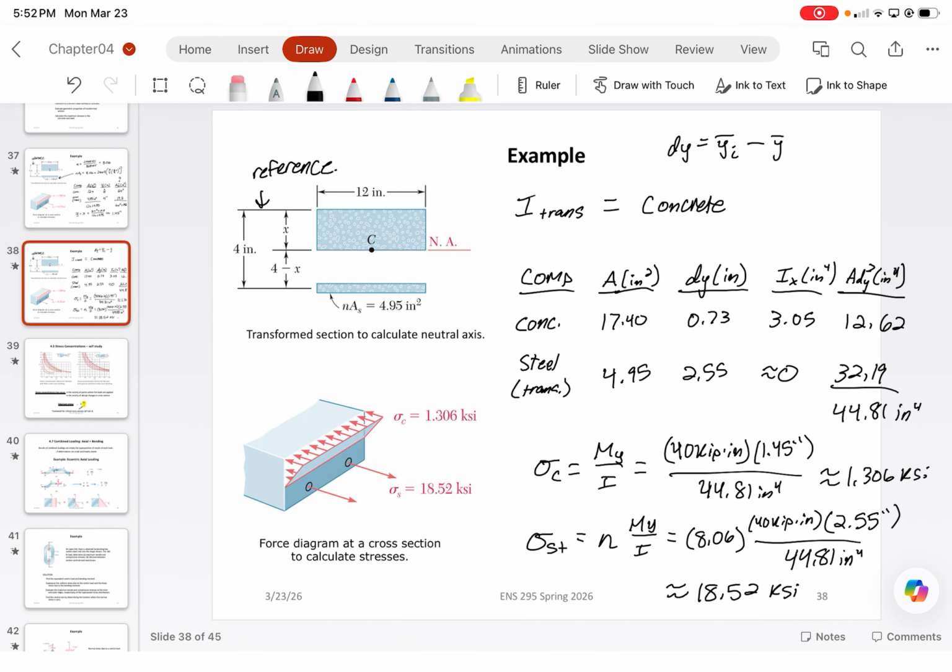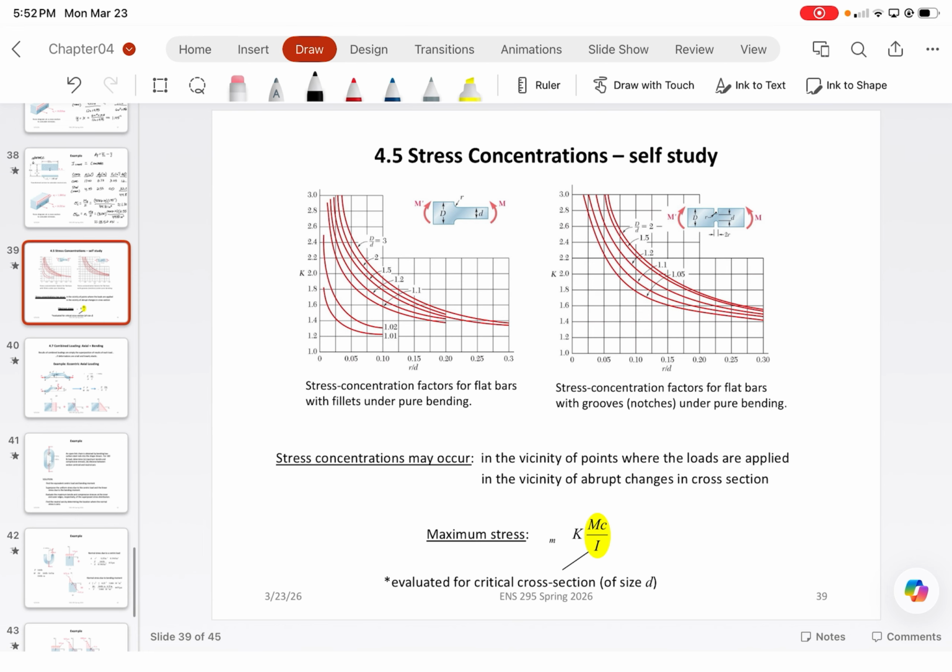No? Awesome. All right, moving on is stress concentrations. Basically, we have seen stress concentrations before. It's basically just calculating whatever the average stress is. In this case, we would be using the My over I equation. Here they're using C instead of Y.